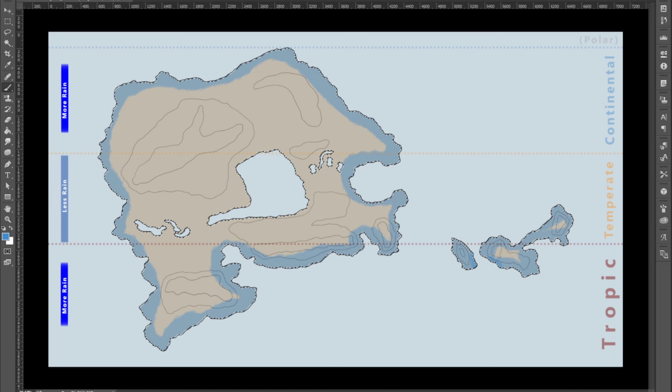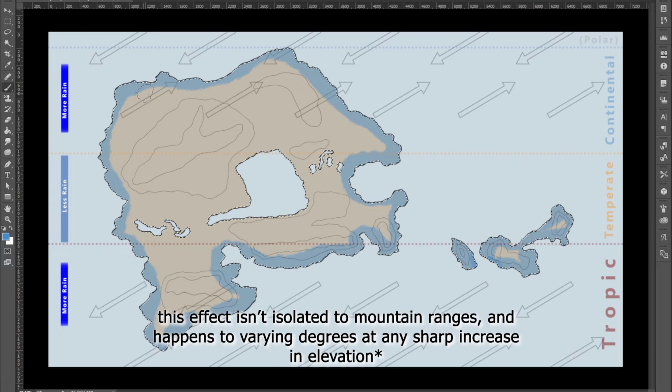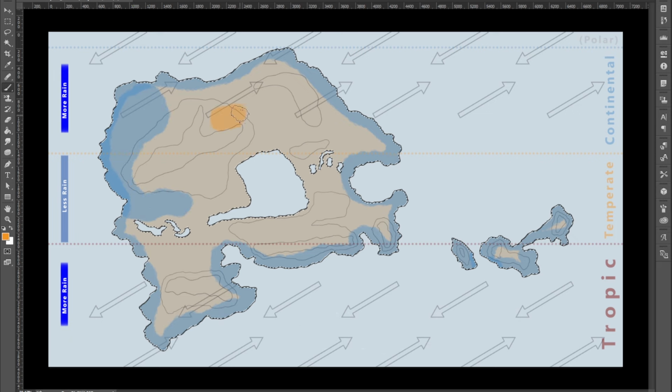Areas of raised elevation lead to orographic rainfall, meaning the mountains force the wetter air upwards, the air cools, and the moisture falls to the ground as rain before it can make it past the raised area. This means that it will be rainier on the windward side of a mountain range, while it will be more arid and deserty on the leeward side.